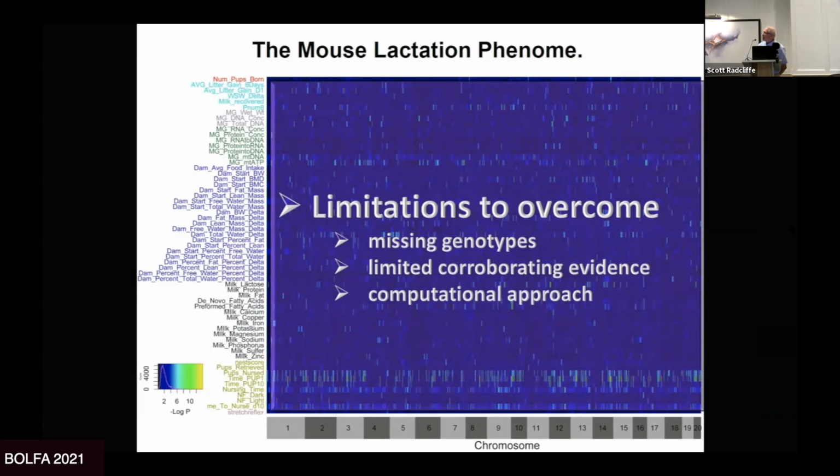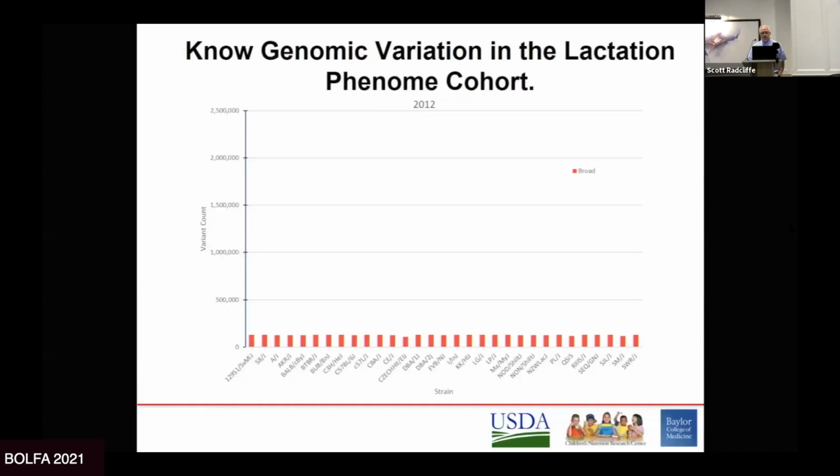Limited corroborating evidence, things like genome-wide RNA-seq in all of the strains. And then this idea of maybe we needed newer computational approaches to try and use for prioritizing which loci we wanted to pursue. So this was the state of the variant data at the time we got started. That was all that was present.